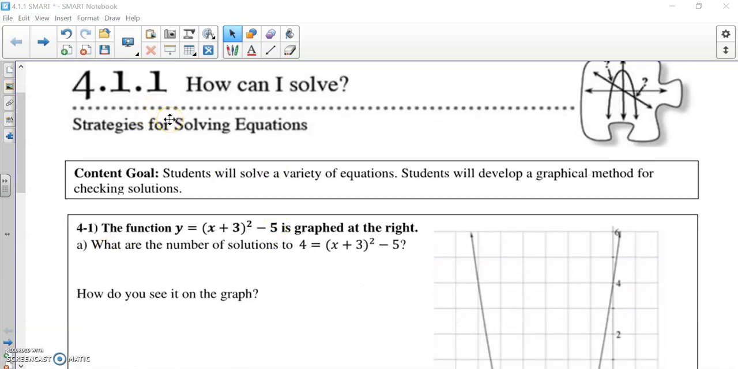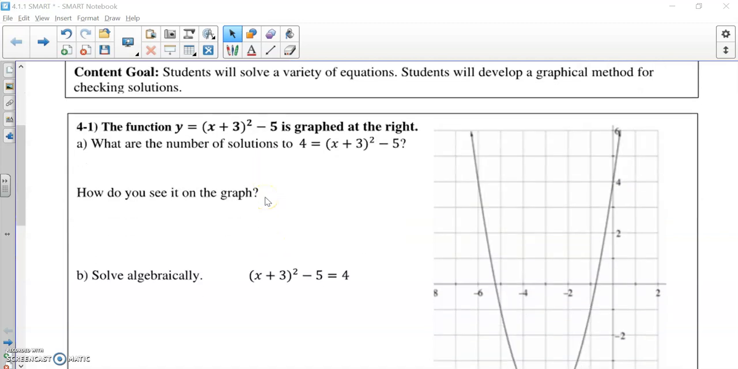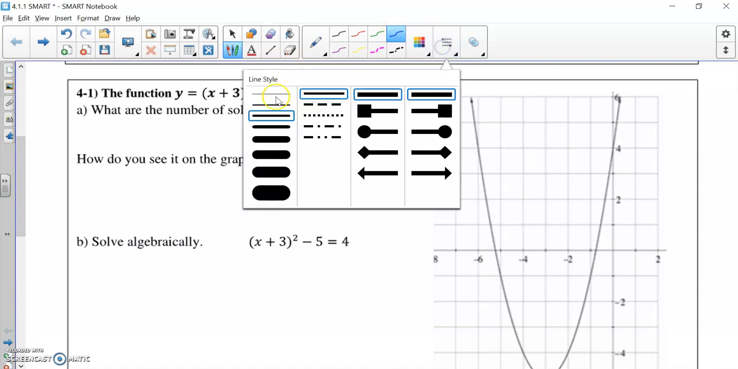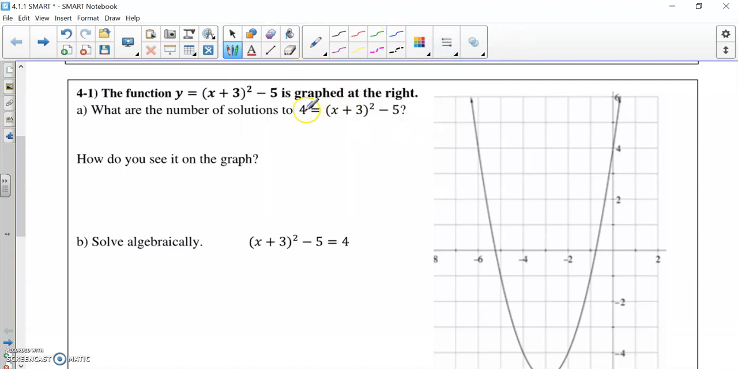We are at the start of unit 4 where we'll talk about solving different kinds of equations that are really centered around finding intersection points between graphs. So for our first problem here, we have given you the graph of this (x plus 3) squared minus 5 equation. And what we want is to find the solution to an equation that is 4 equals (x plus 3) squared minus 5. So really we just took that one that we gave you the graph for, set it equal to 4, and we want to solve this.